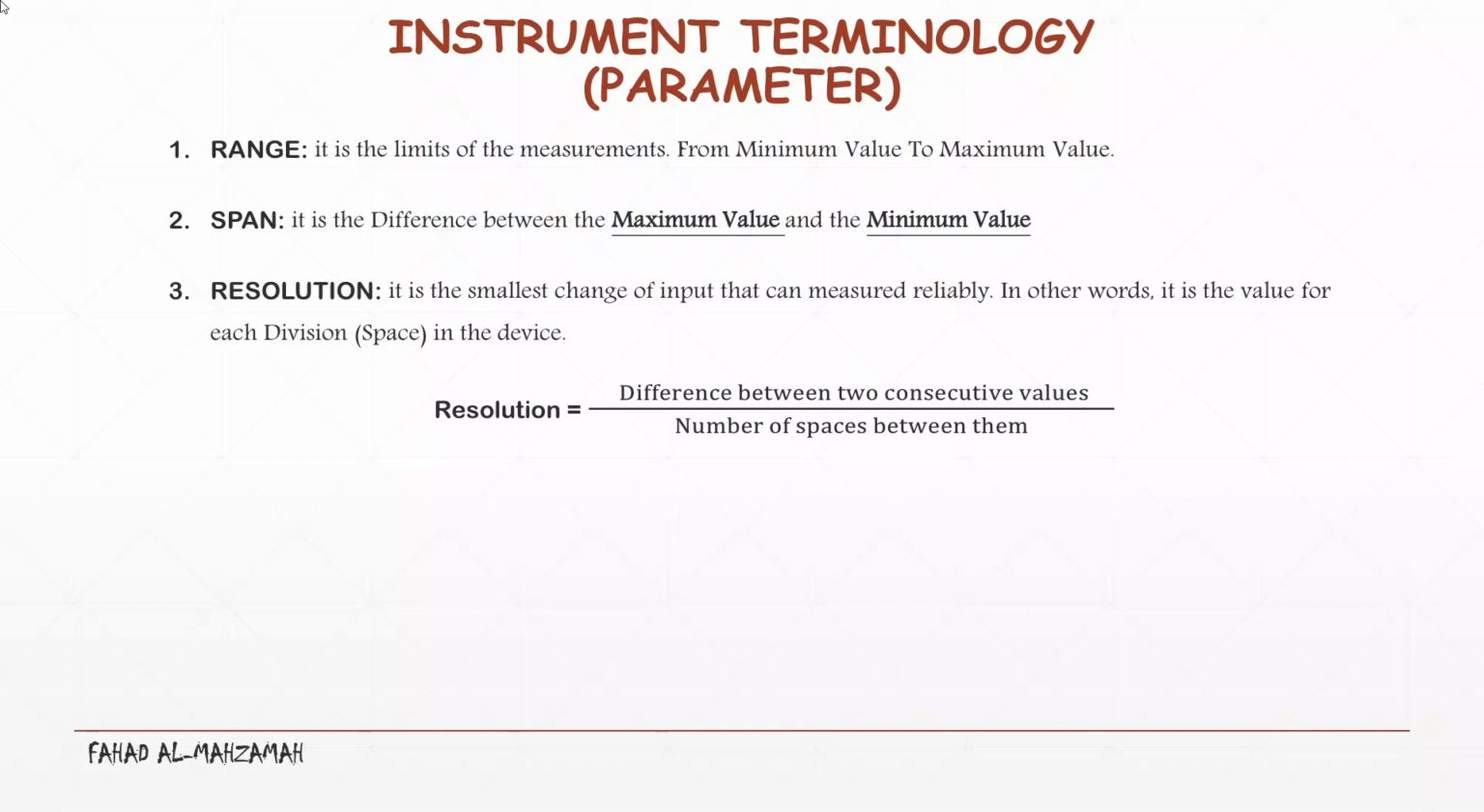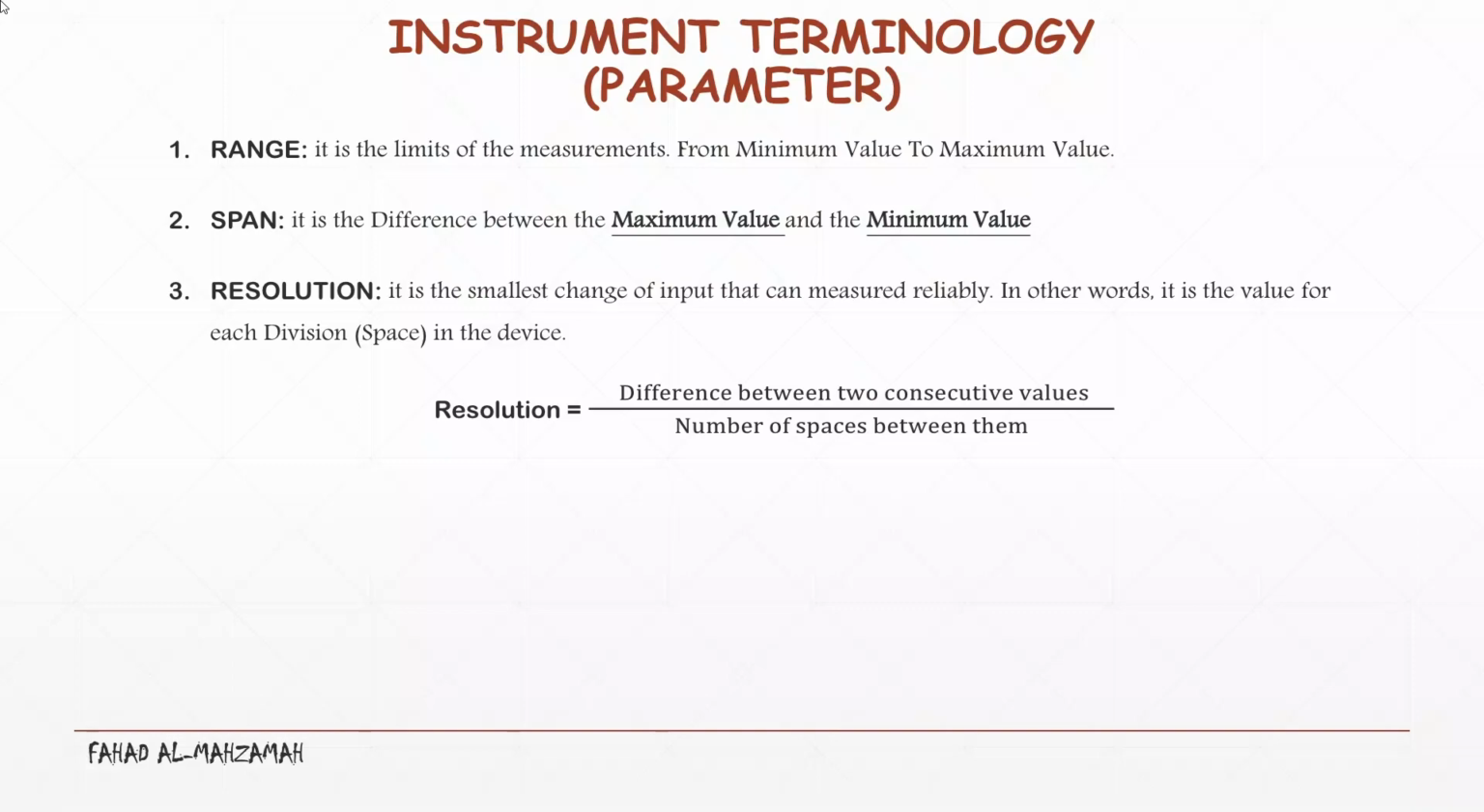Now, what about the third one? Most of the students get confused in this one. It's very easy. Resolution is the smallest change of input, any change of input that comes to that device that can be measured reliably, or measured clearly without any assumption. In other words, it's the value for each division in the device.